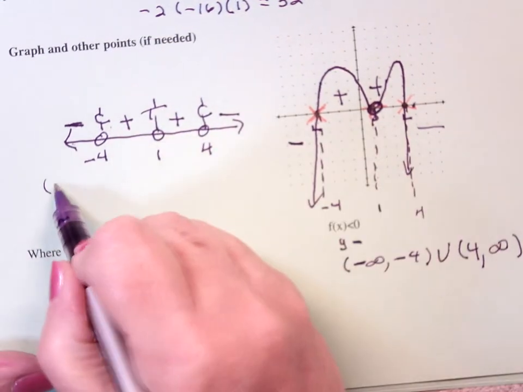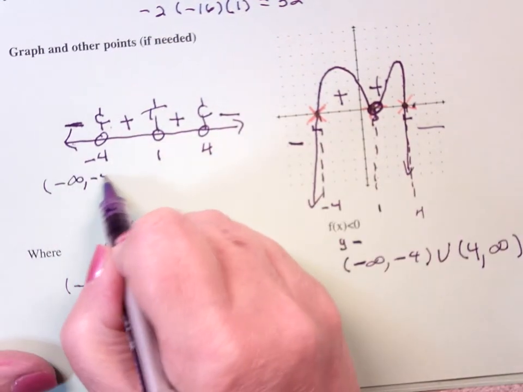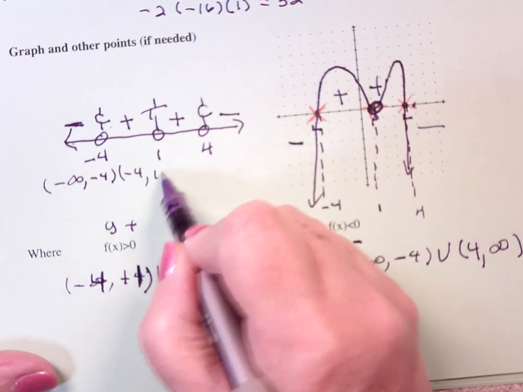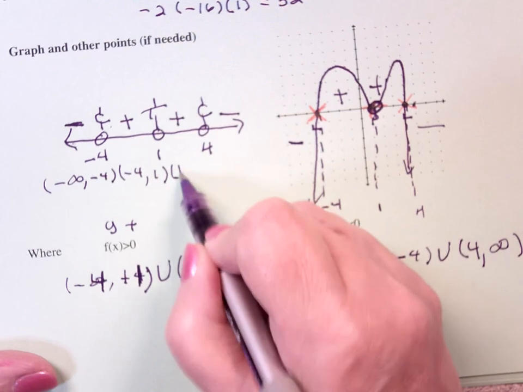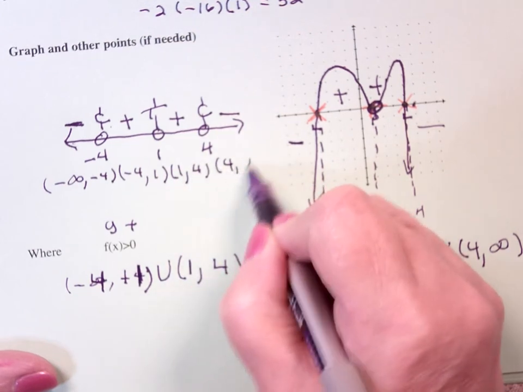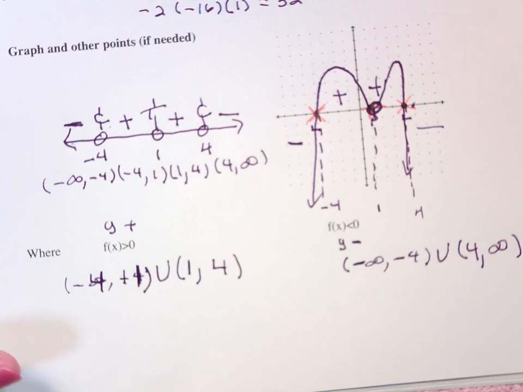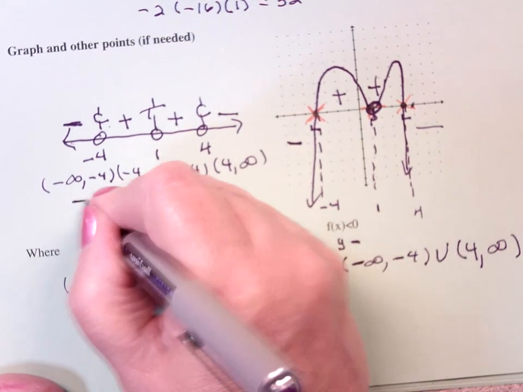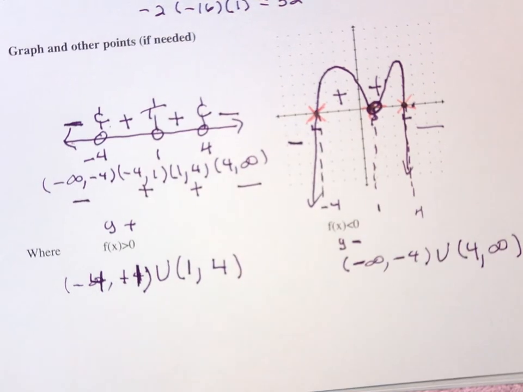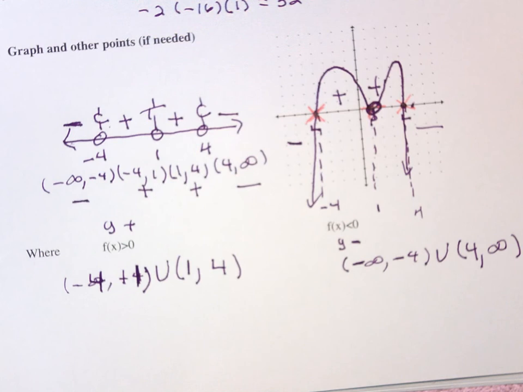This would be minus infinity to negative 4. This would be negative 4 to positive 1. This would be positive 1 to 4. This would be 4 to infinity. So it's negative, positive, positive, negative. With the circles under the C's, if it included them, they would be filled in, but because it doesn't include them, they're open circles.